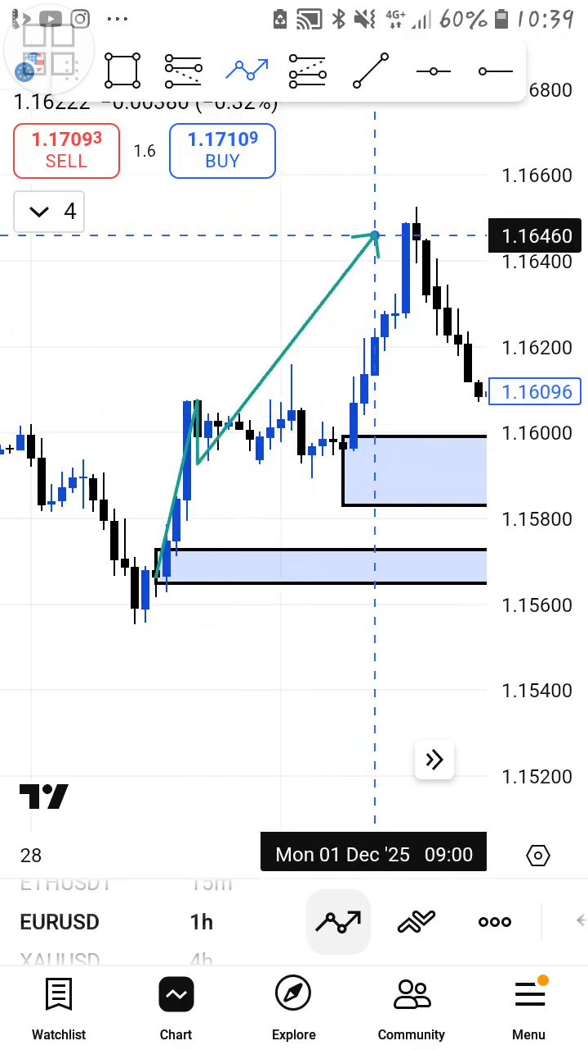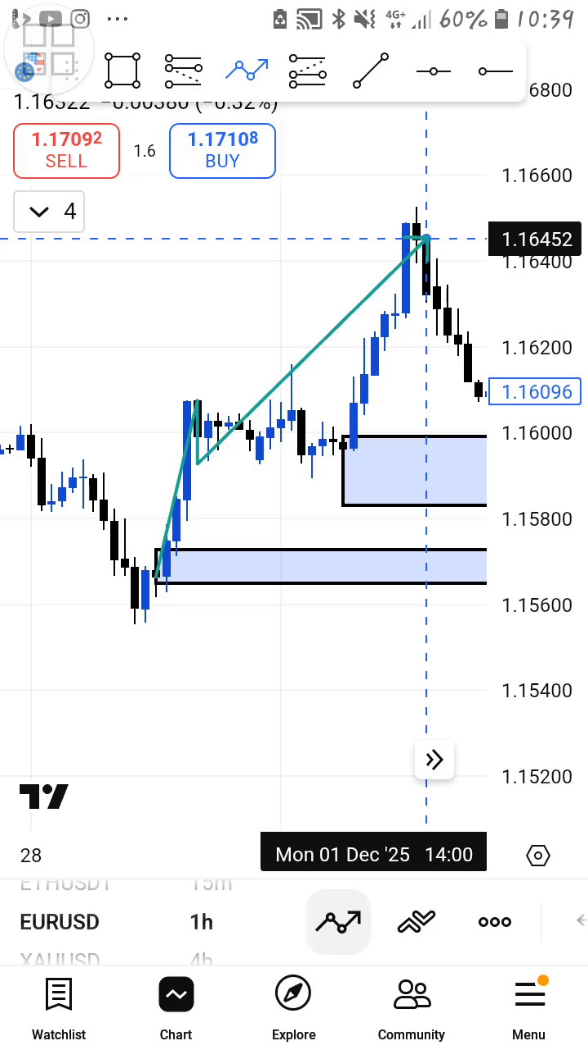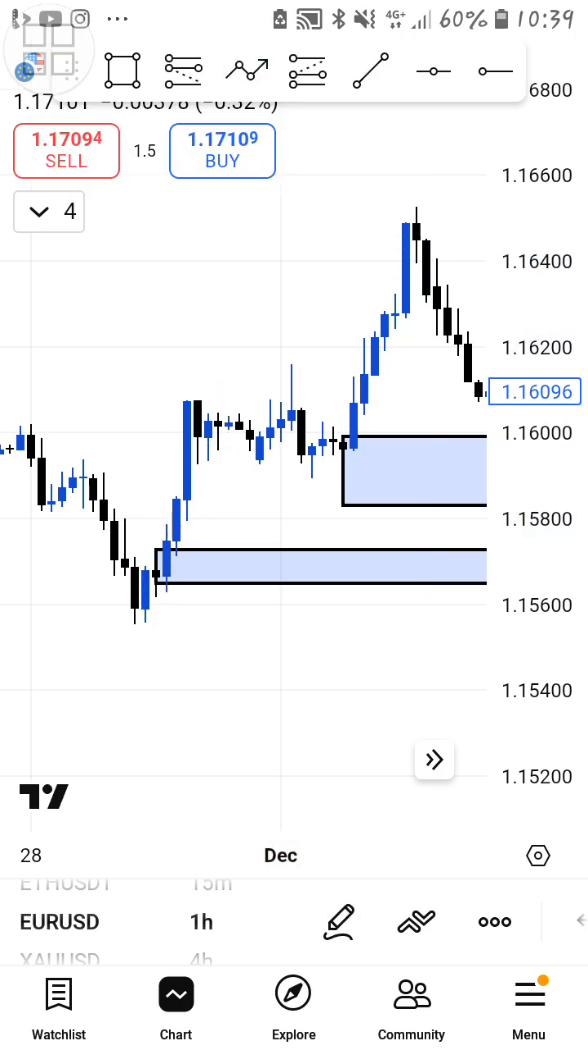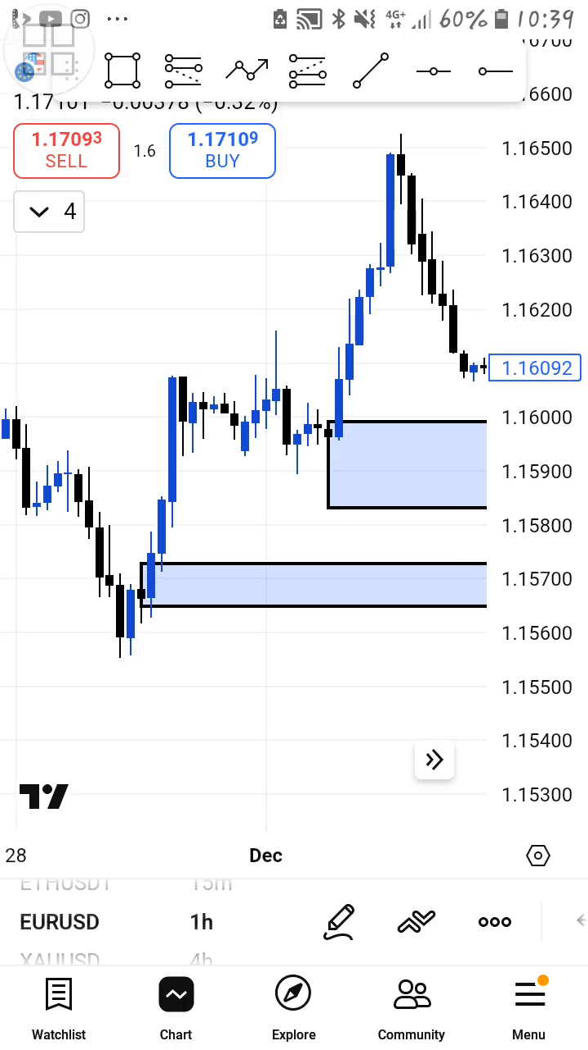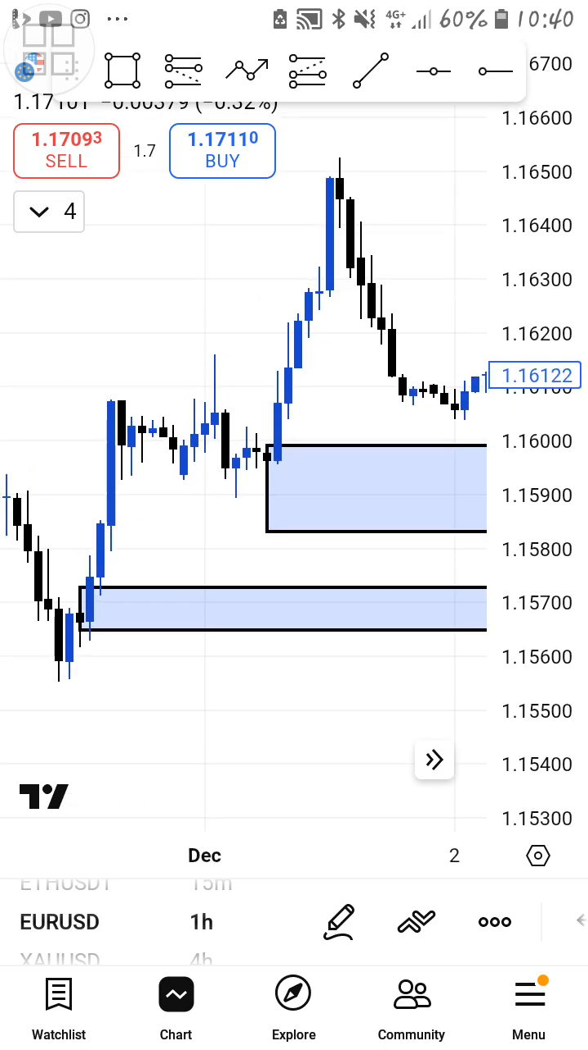Then it broke out of here, came here. That's our most recent high. When creating this series of higher highs, higher lows, it created this demand zone that we have over here. So this is the demand zone that we have currently. So this demand zone, the price came, so we expect the demand zone to be retraced or mitigated again.